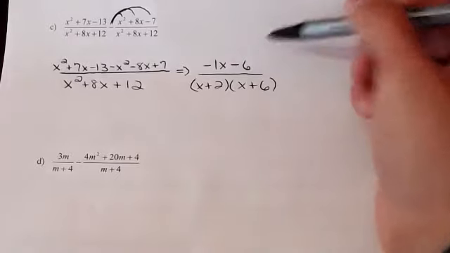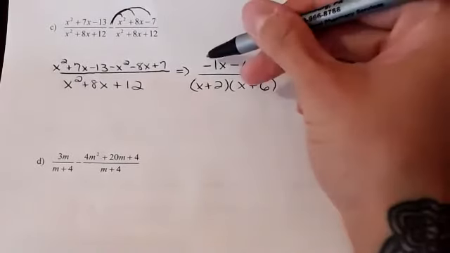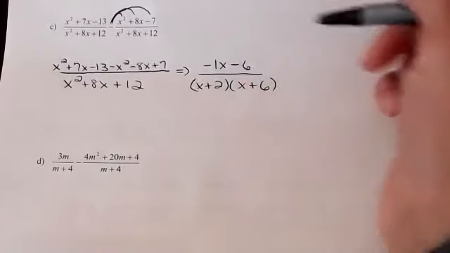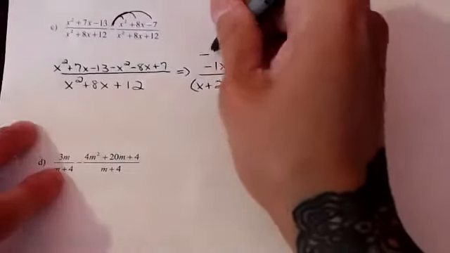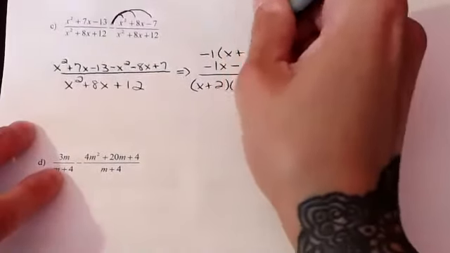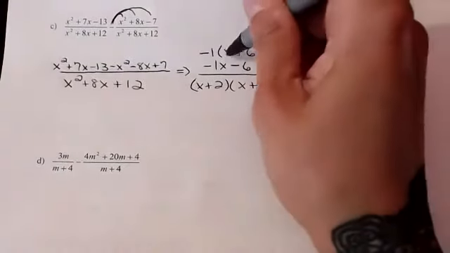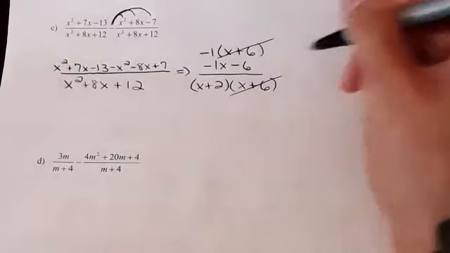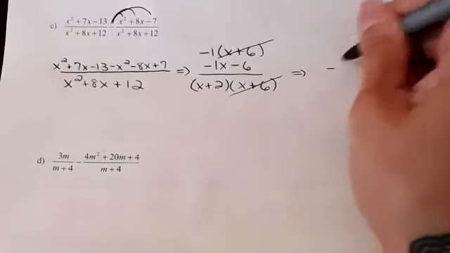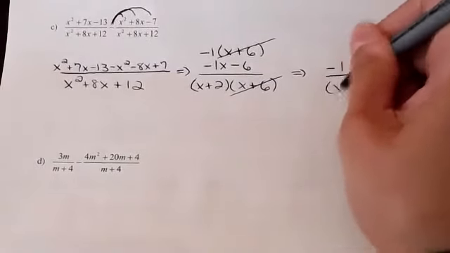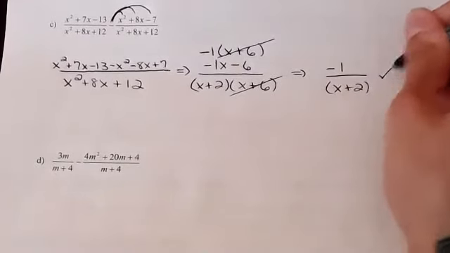What we'll want to do with our numerator here is factor out my leading negative. We see that. So if I factor out my leading negative, notice what I'm left with. We have negative 1 times x plus 6 all over x plus 2 times x plus 6. We have the same factor. Let's go ahead and divide that out for our final answer of negative 1 over x plus 2. And you're done.